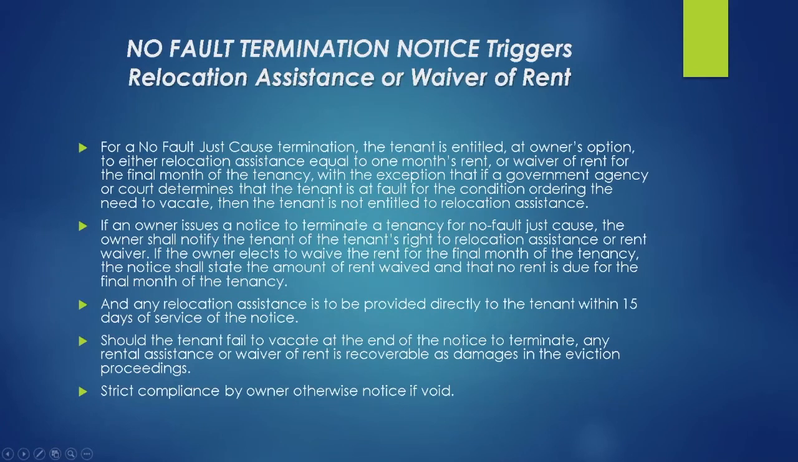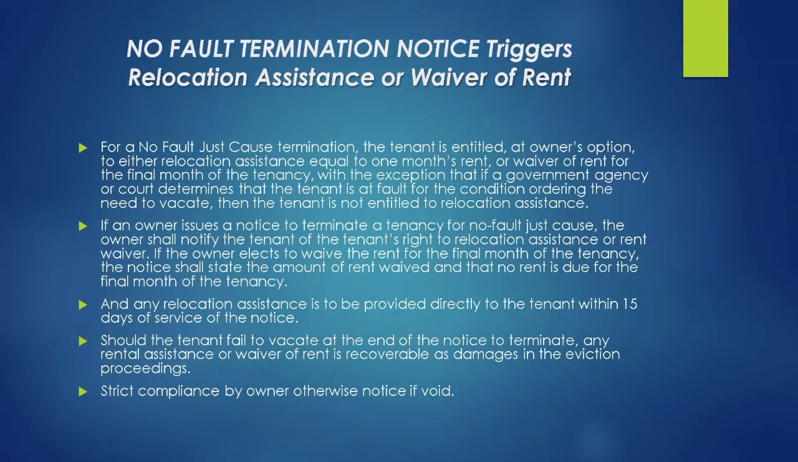No-fault termination notice triggers relocation assistance or waiver of rent. For a no-fault just cause termination, the tenant is entitled, at owner's option, to either relocation assistance equal to one month's rent or the waiver of rent for the final month of the tenancy, with the exception that if a government agency or court determines that the tenant is at fault for the condition ordering the need to vacate, then the tenant is not entitled to relocation assistance.